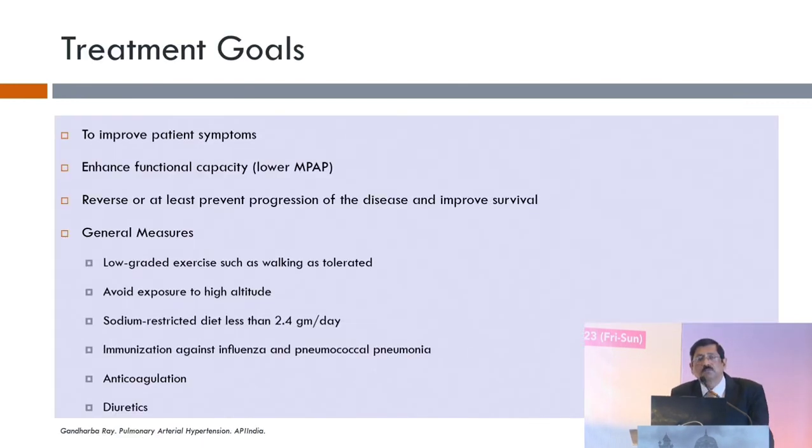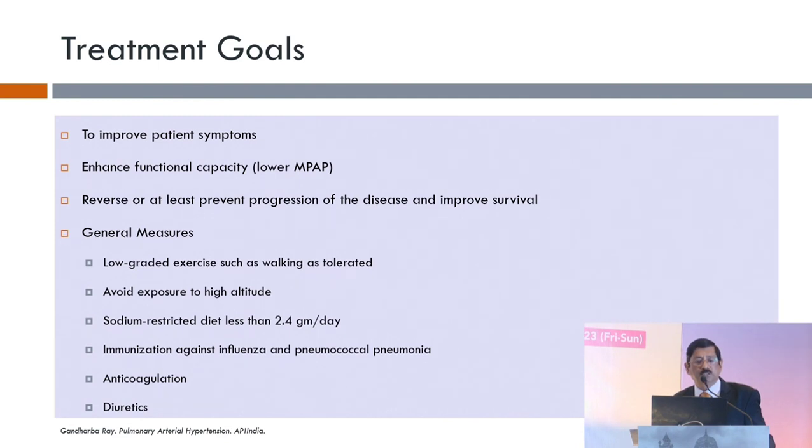Treatment goals. As you all know, for any cardiovascular or respiratory cases, the aim of treatment is to reduce symptoms. Please try to improve the patient's symptoms, enhance functional capacity, that is lowering the mean pulmonary arterial pressure, reverse or at least prevent progression of the disease, it's not possible to reverse actually, and improve survival.